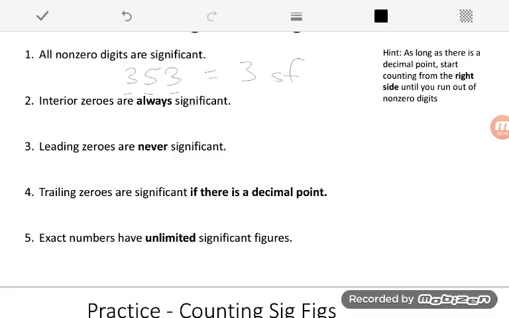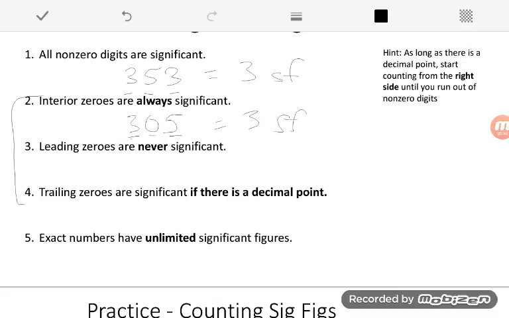Really, the rest of the rules, or at least the next 3 rules, all have to do with zeros. Interior zeros are always significant. If I had 305, that's an interior 0 because it's in the middle. So again, I have 1, 2, 3 digits. So that's going to be 3 significant figures.